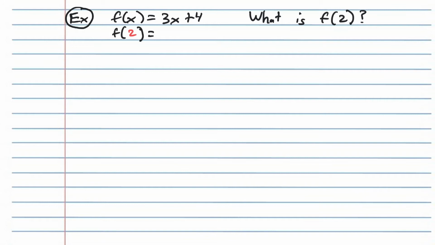What that means is that wherever x was, you replace it with a 2. That's the nice thing about function notation. It's telling you exactly what you should do. Replace x with a 2. Let's do that over here. So 3, replace x with a 2. And then we simplify. Order of operations says multiply first, so 3 times 2 gives you 6.